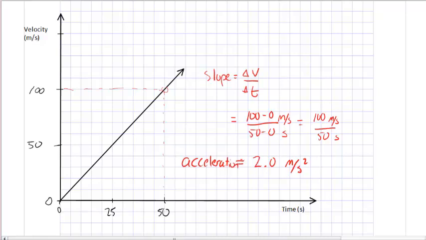You can notice an acceleration in many places. It could be in a car as it speeds up. That's a positive acceleration, making it go faster. In a car, when you apply the brakes and you slow down, that's a negative acceleration, or an acceleration going in the opposite direction that you're moving in.